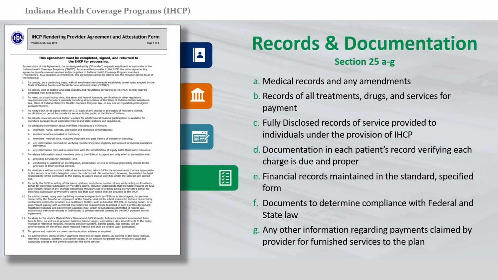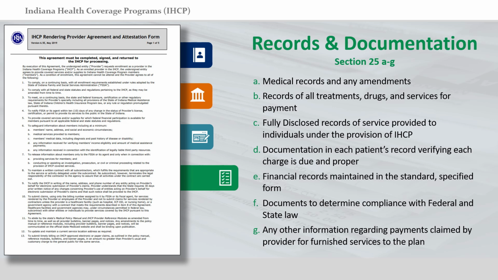Medical records, as specified by Title 42 U.S. Code Section 1396a, number 27, and any amendments. Records of all treatments, drugs, and services that the vendor payments have been made for or are to be made under Title 19 or Title 21 programs, including the authority for and the date of administration of the treatments, drugs, or services. Any records determined by FSSA or its representative to be necessary to fully disclose and document the extent of services provided to individuals receiving assistance under the provisions of the IHCP.